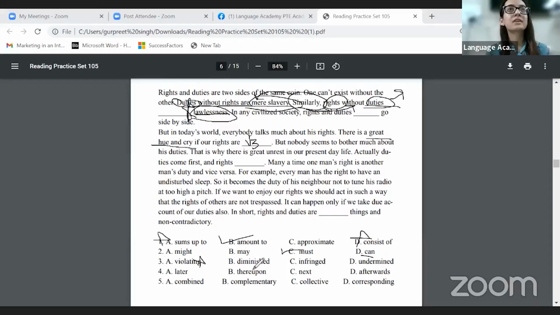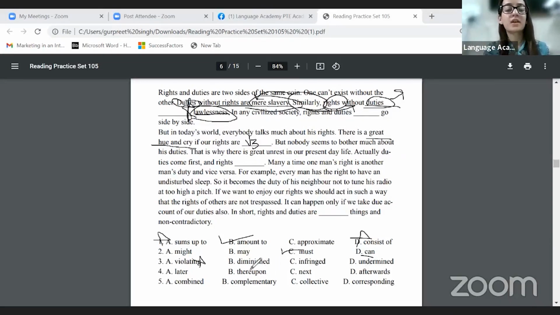So hue and cry basically means a lot of complaint. Lot of people make it a big deal if their rights are dash. Means they might go on a strike, they might turn violent. So they do a lot of things. They make it a very big deal if their rights are dash. Diminished means decrease. Infringed, violated. Undermined, not valued. So if you don't value my right, that's your problem. So I will not create a hue and cry because you are not valuing my right.